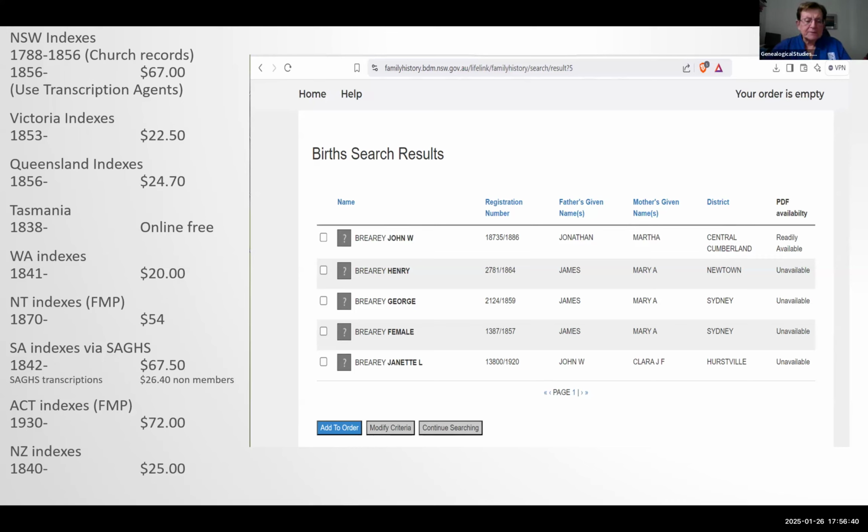New Zealand indexes, New Zealand certificates. There are times when I wished I lived in New Zealand, because the cost of their certificates is only $25, and they are available from 1840. Marriage is slightly later than that. So New Zealand and West Australia are the best places to live. Victoria and Queensland aren't too bad either. But if you live in South Australia, New South Wales, or the ACT, be prepared to pay a lot of money for their certificates.